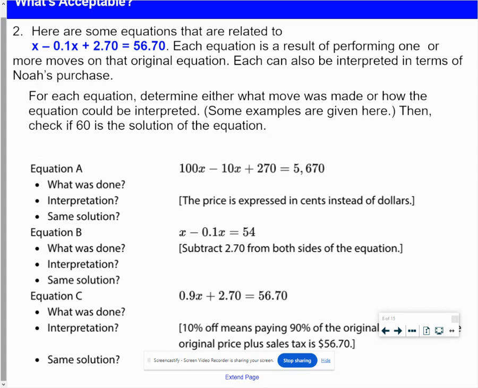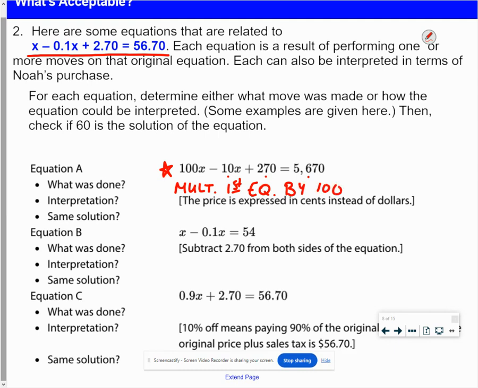So for equation A, we're looking up at this top equation right here, and they did something to it to get this equation. Well, it started with just a 1x, and now I've got a 100x. So did I multiply everything by 100? If I had 0.1 times 100, yeah, that would give me this 10x right here. If I took $2.70 times 100, I would get 270, and 56.70 dollars times 100 gives me this number. So what they did was they multiplied everything in the first equation by 100.